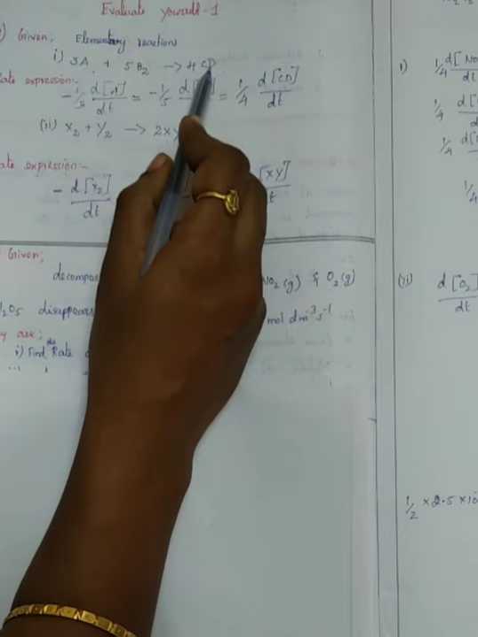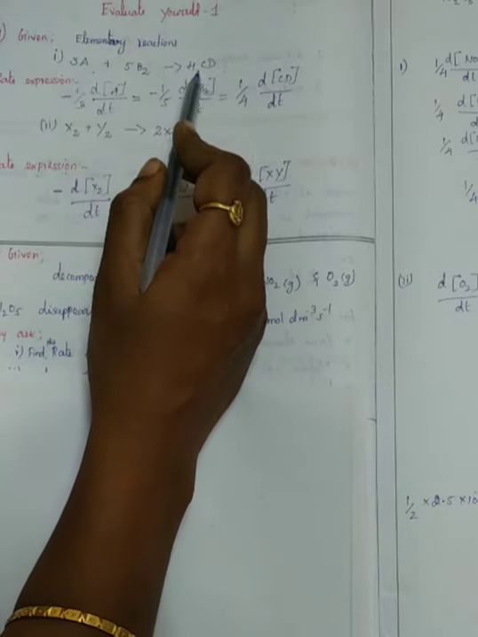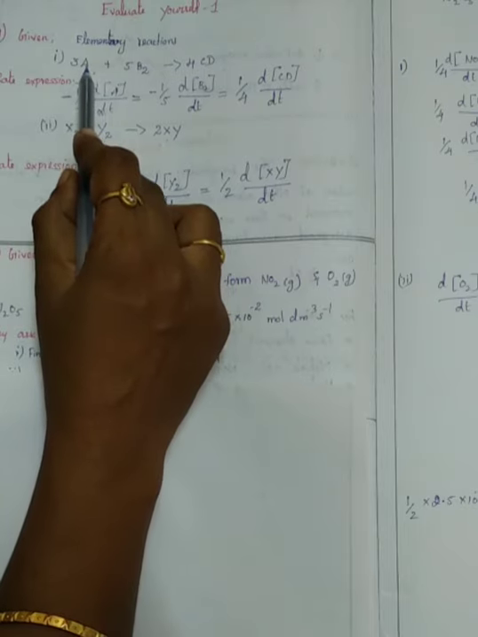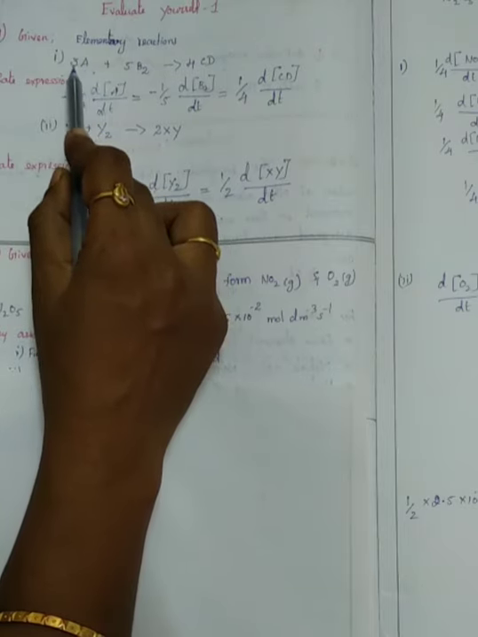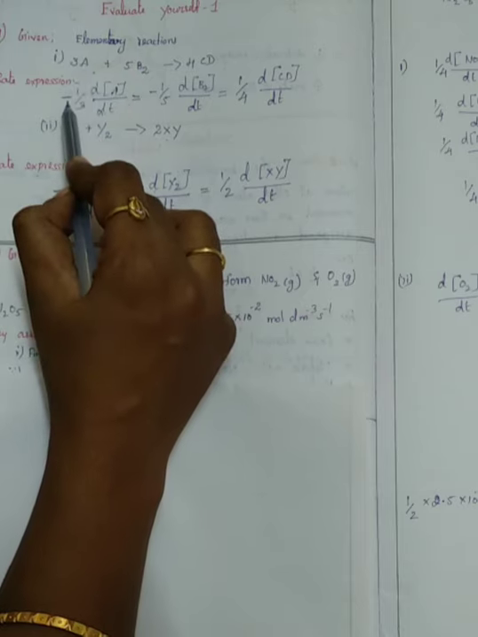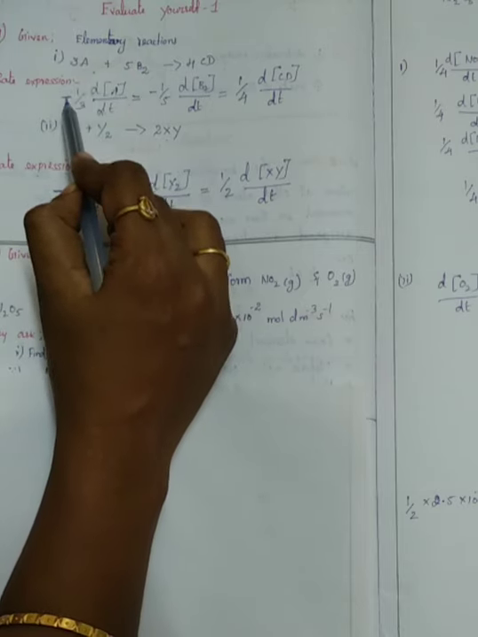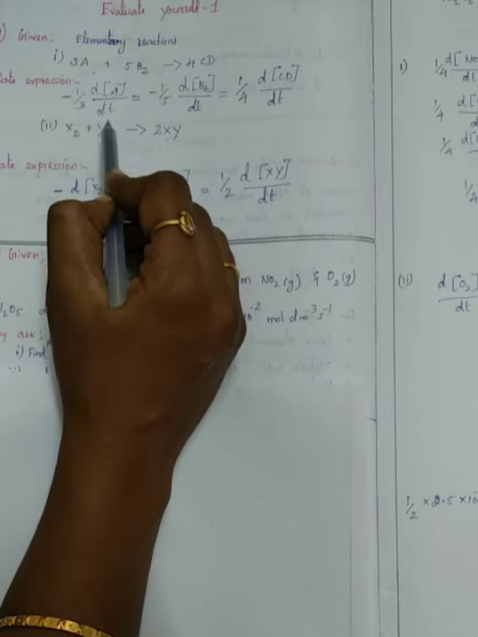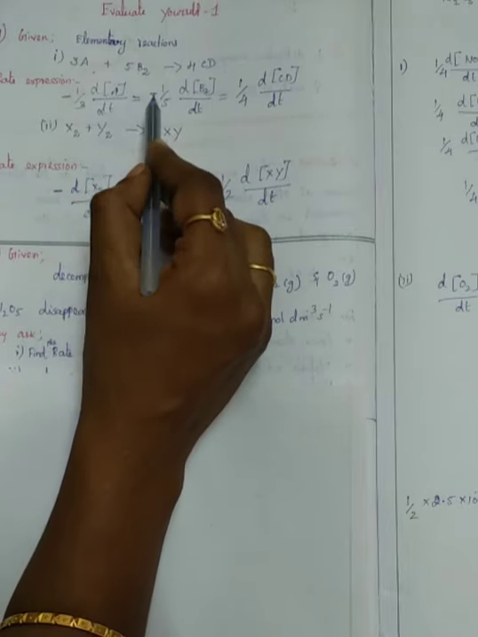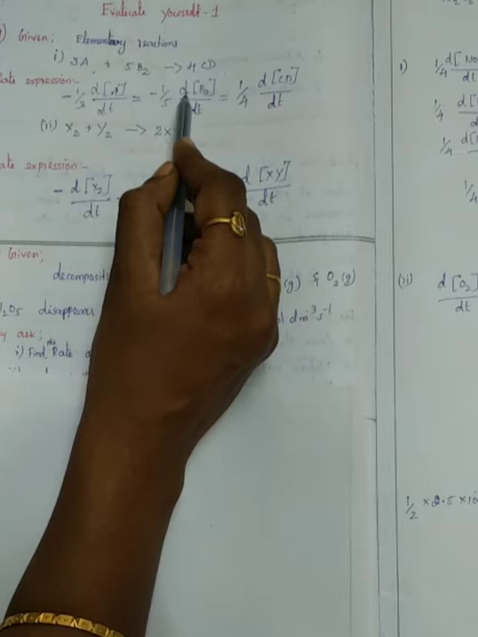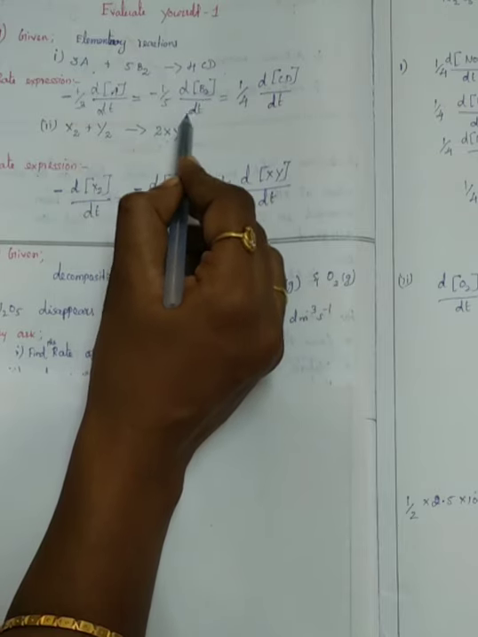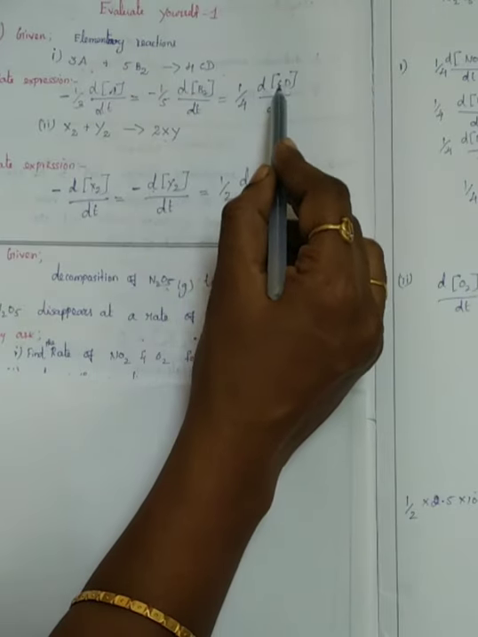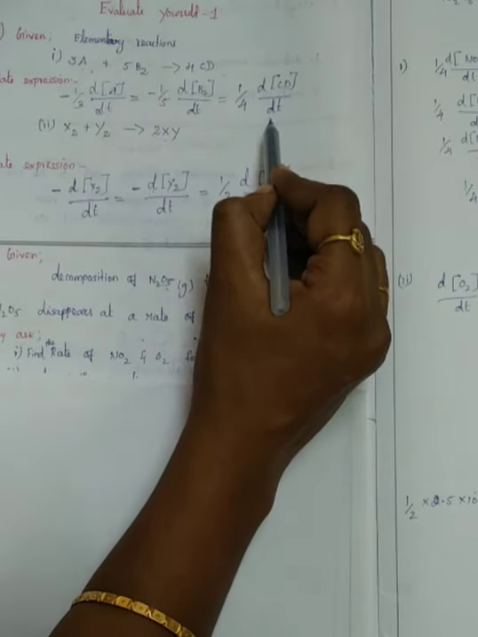So now for this first equation, we are going to write the rate expression. The coefficient of the first reactant A is 3. For the reactant we are using the minus sign. So minus 1 by 3 d of concentration of A by dt equals minus 1 by 5 d of concentration of B2 by dt equals 1 by 4 d of concentration of CD by dt.